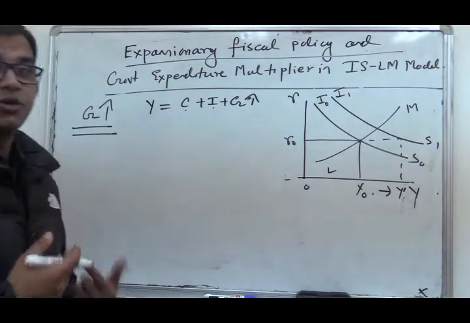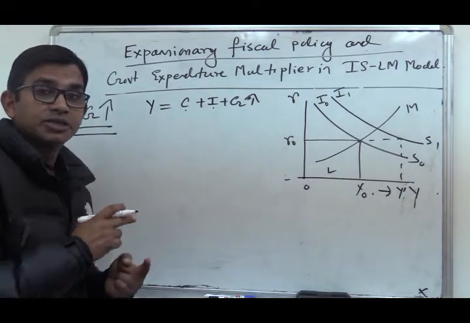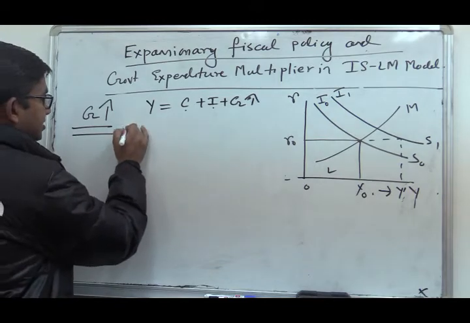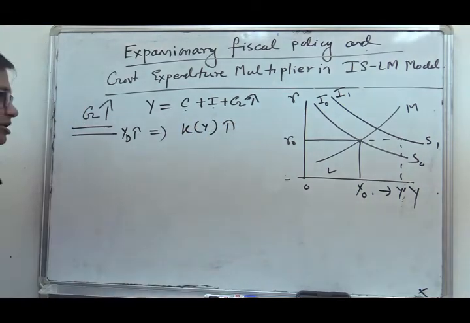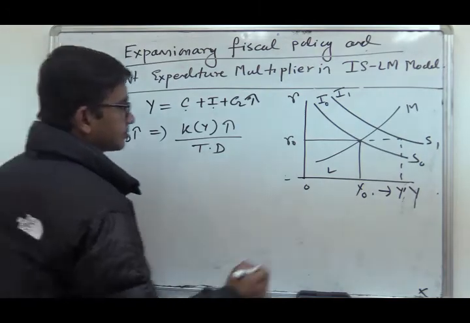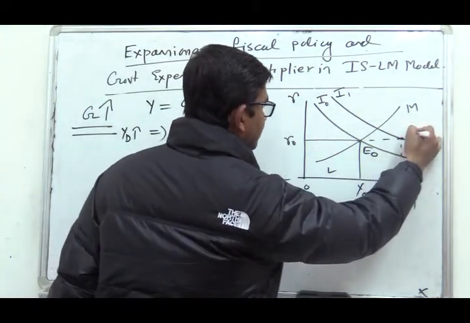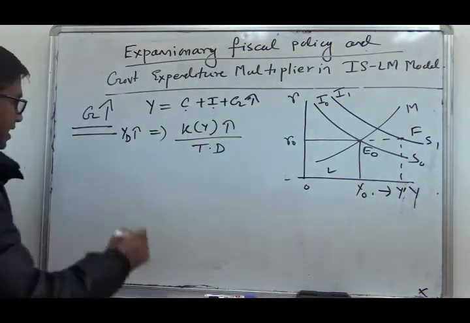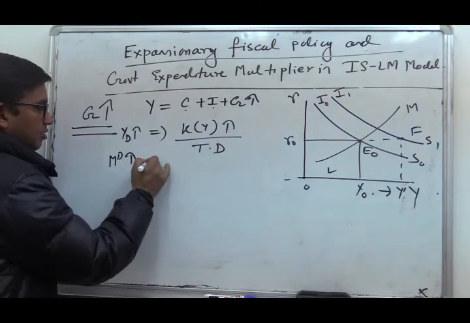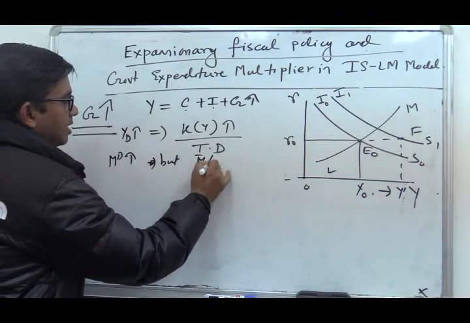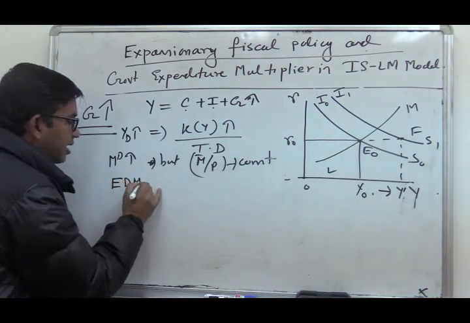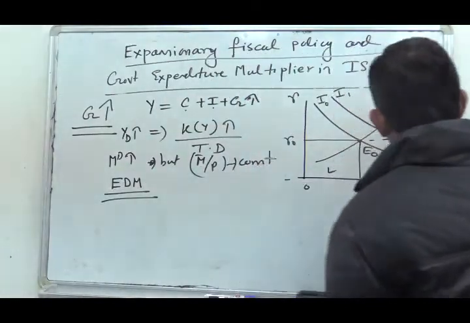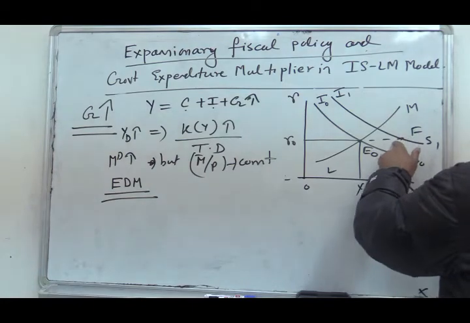Now, next stage, what will happen? In this case, product market and money market are interrelated. Whenever the aggregate demand rises, there will definitely be an increase in transaction demand for money. So demand for money increases, but M bar by P is constant. So this is an excess demand situation in the money market. Here we also find that the point F is below the LM curve, which indicates excess demand in the money market.